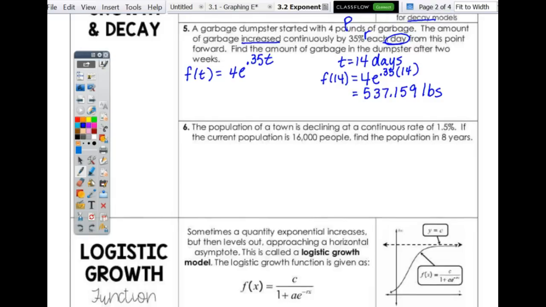Number 6, the population of a town is declining. So that means that my R has to be negative. So this is my R. If the current population is 16,000, so this is my P. Find the population in 8 years. So this is my T. So first of all, we have to write our equation. So f of t is 16,000 e to the 0.015 t. And I want to find after 8 years, so I'm going to find f of 8.